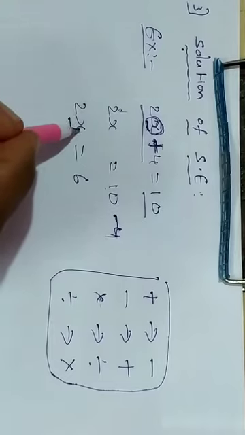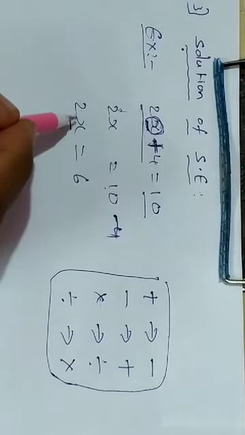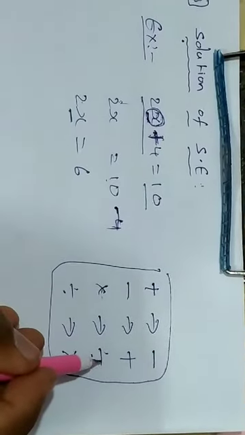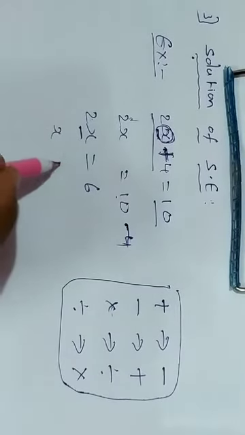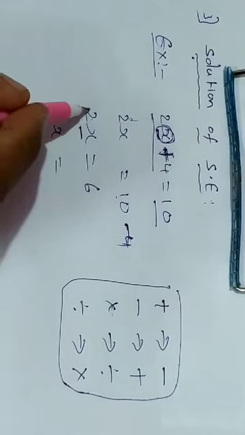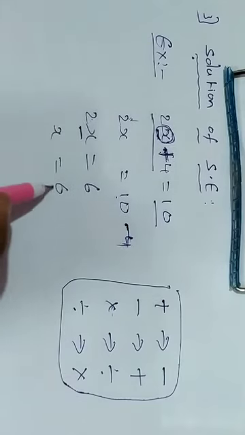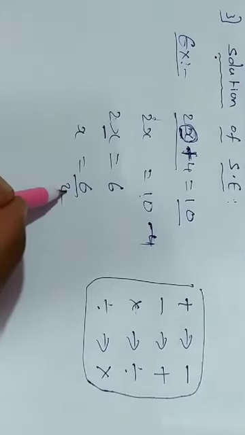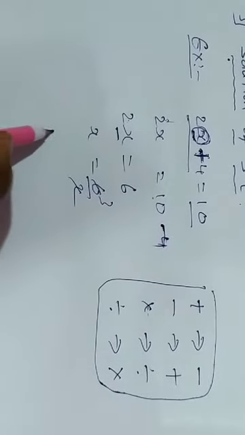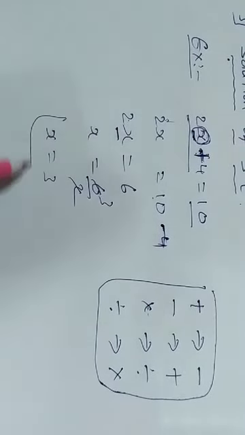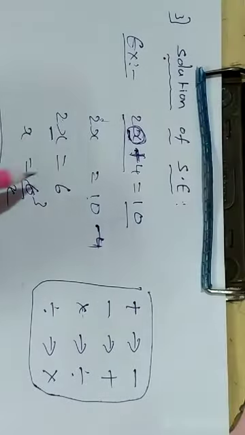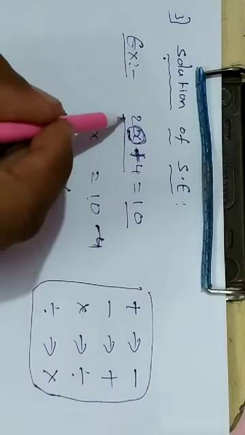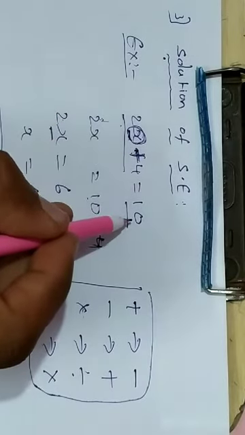Here 2 into x, 2 is multiplied with x. So into will become divided by. We know very well, after transferring 2 from left to right, 2 will become divided by 2. Okay, 2 ones are 2, 2 threes are 6, x equal to 3. So this is the solution of this simple equation 2x plus 4 is equal to 10.